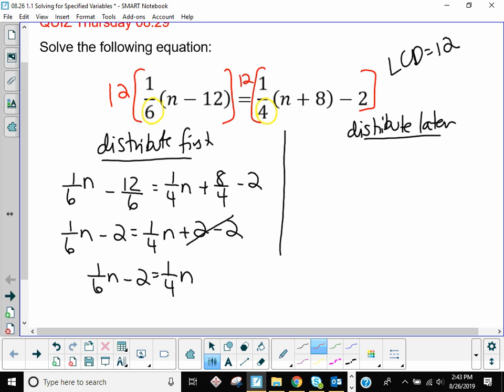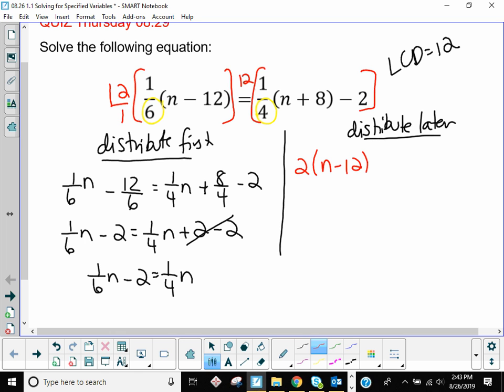Where do you distribute the 12 to? There's like a lot going on that left-hand side. But think about it like this. It's really a multiplication of 3 things. It's the 12 times the 1/6 times this group, which is n minus 12. And when you're multiplying 3 things, you go left to right. You multiply the first 2 things. 12 times 1 over 6, so that's 12 over 6, which is what? 2. And then you multiply by the third thing.